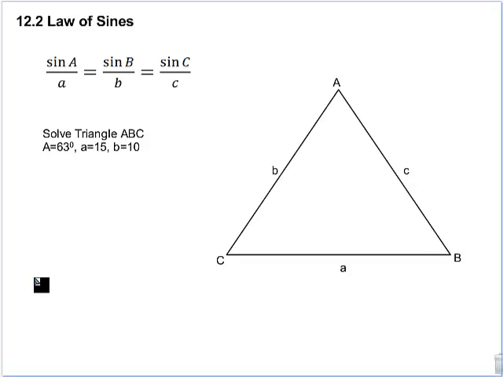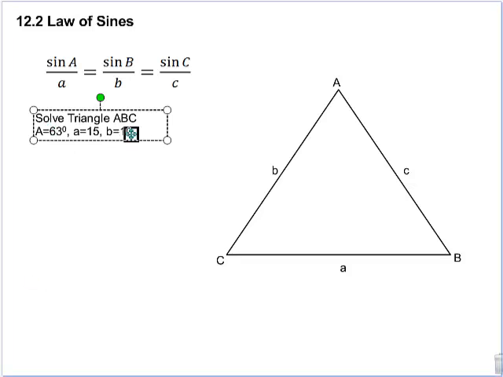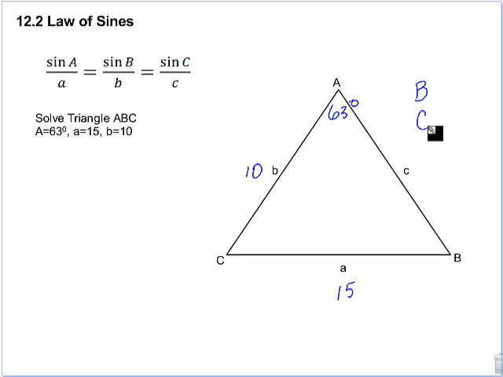So we are going to solve this triangle ABC. A is equal to 63 degrees. Side A is 15 and side B is 10. We want to solve, so we're going to find all the missing pieces. First off, what are all the missing pieces? What aren't we given? Okay, so we are not given angle B, angle C, or side C. Those are the three pieces of information that we need to find.